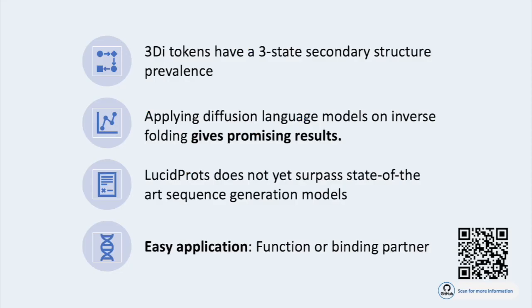In conclusion, we first have demonstrated that each 3DI residue has a secondary structure prevalence. Then we have shown that LucidProts gives promising results for applying diffusion language models on the inverse folding problem. However, it does not yet reach state-of-the-art sequence generation models. But because of the string representation of the conditional task, LucidProts is easily applicable to other tasks, such as generating sequences with specific functions or for designing binding partners.